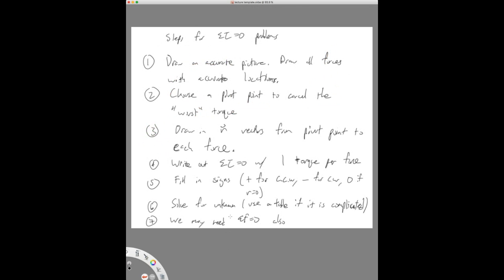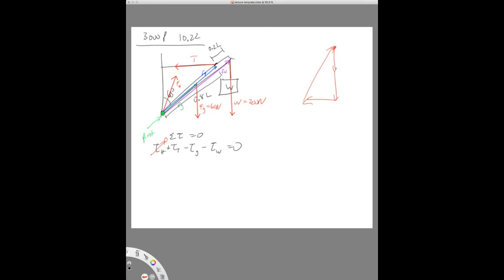Now we're going to solve for the unknown. So in this case, we're looking for the tension. So we get torque tension on its own. Torque tension equals torque G plus torque W. And we're going to fill in our formulas. R_T T sine of theta_T equals R_G F_G sine of theta_G plus R_W W sine of theta_W.